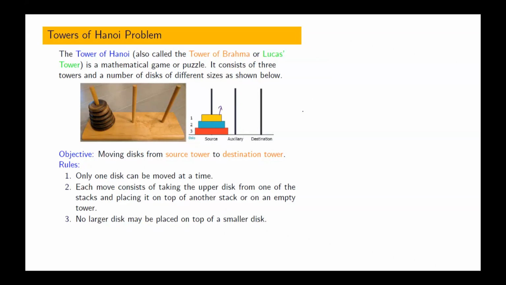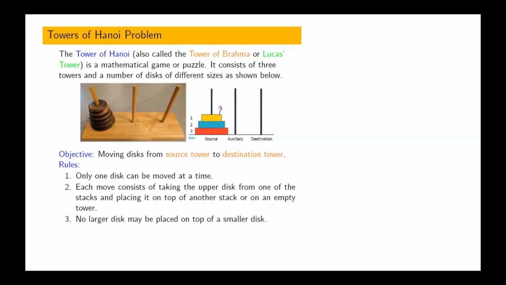Sorry, it is the other way. No larger disk may be placed on top of a smaller disk. Now, what is the goal here? We need to transfer the disks from source to destination according to the rules, using the auxiliary, but with the minimum number of moves.